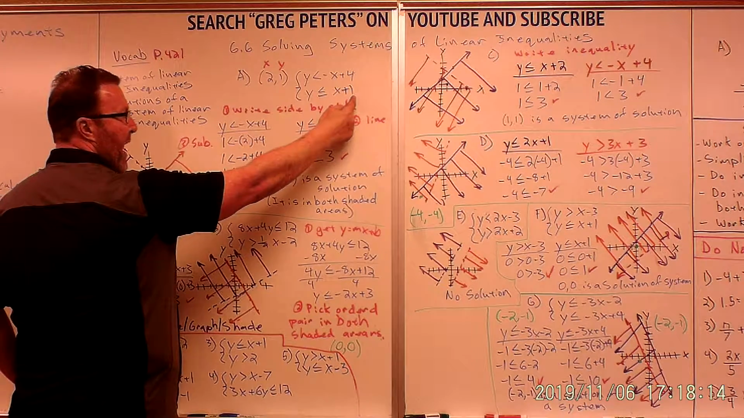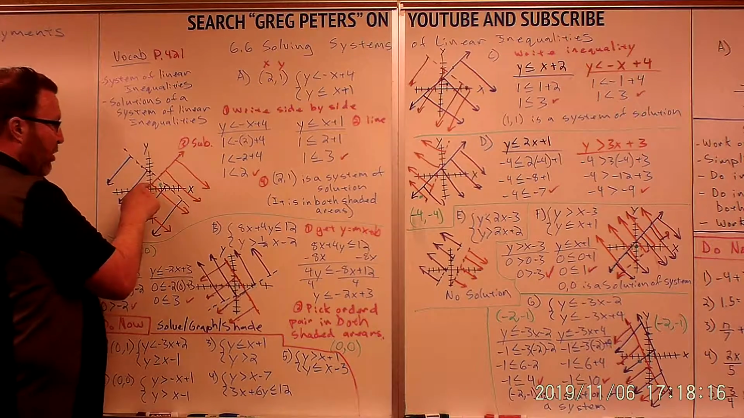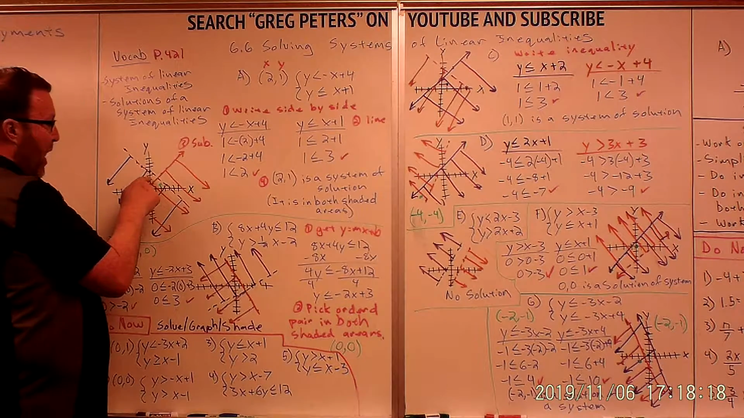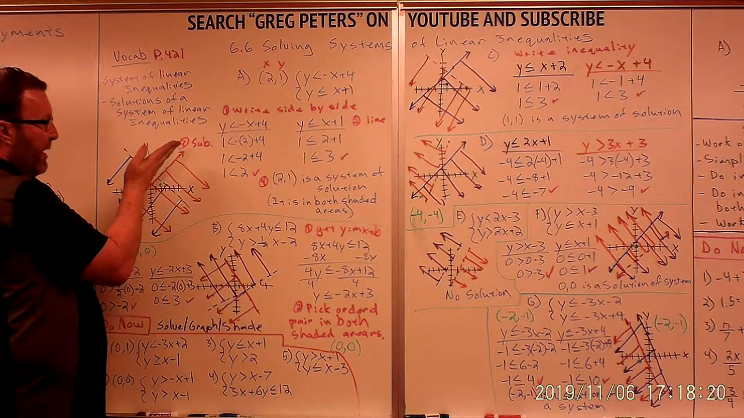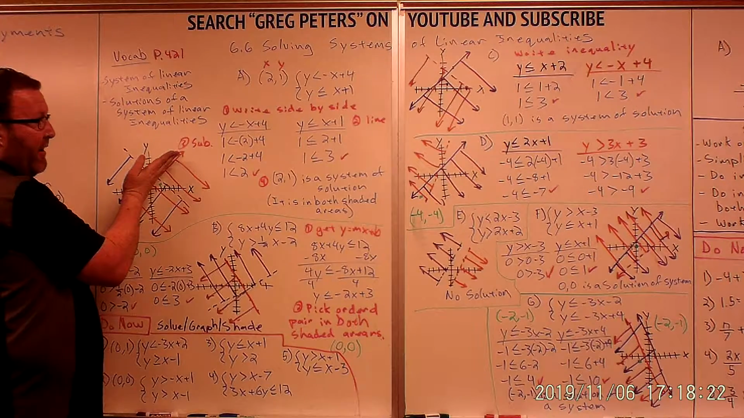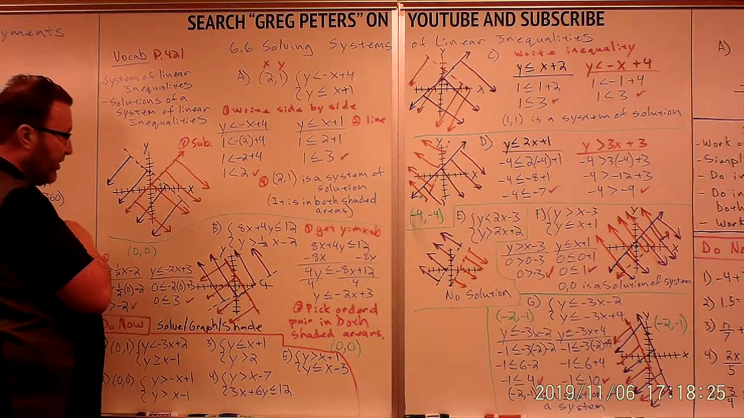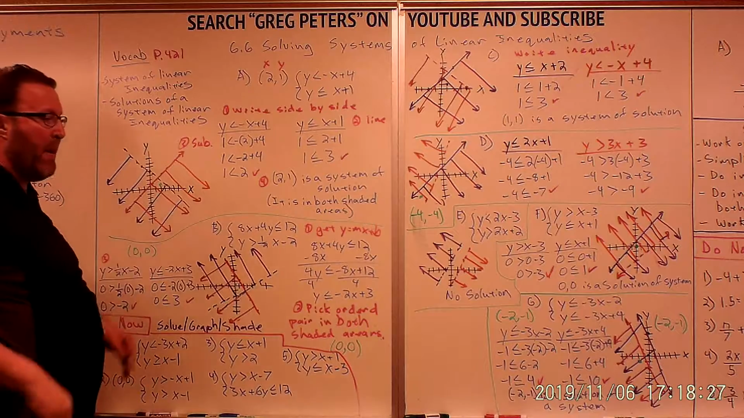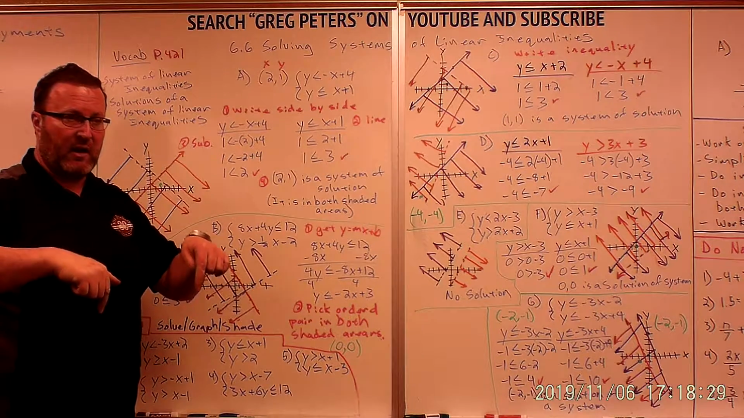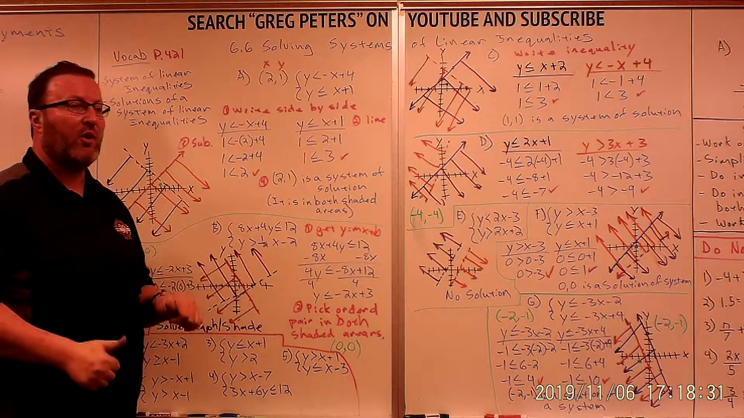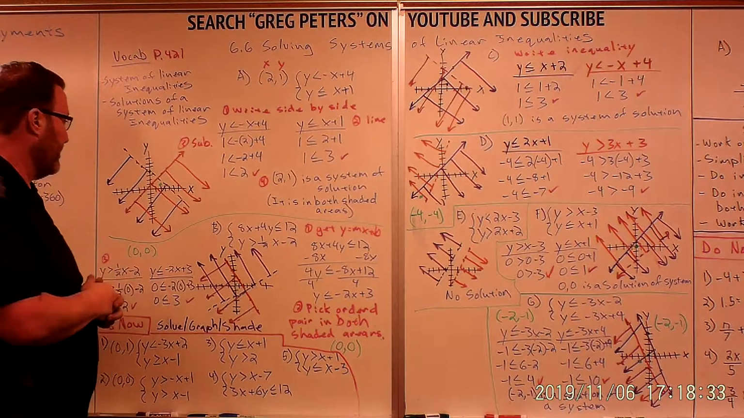y is less than or equal to x plus 1. So we're going to go to 1 on the graph. We're going to go up 1 and over 1. That is going to be our line. It's going to be solid. It is also less than, heading down. So remember, less than heading down, going downwards, greater than heading upwards.